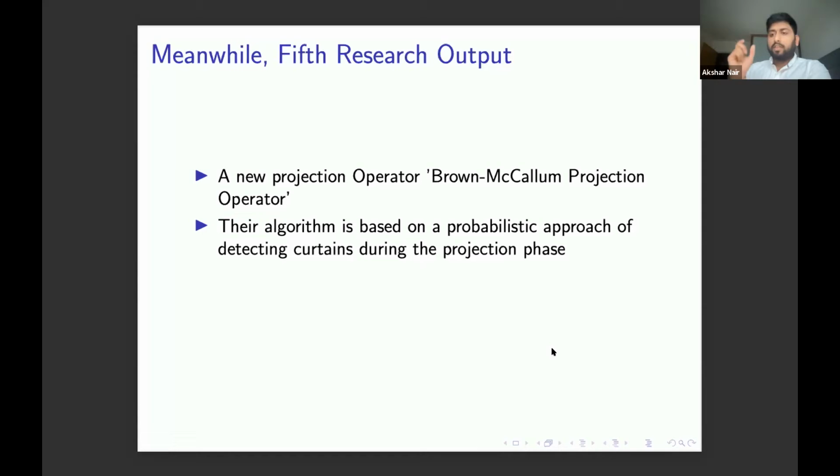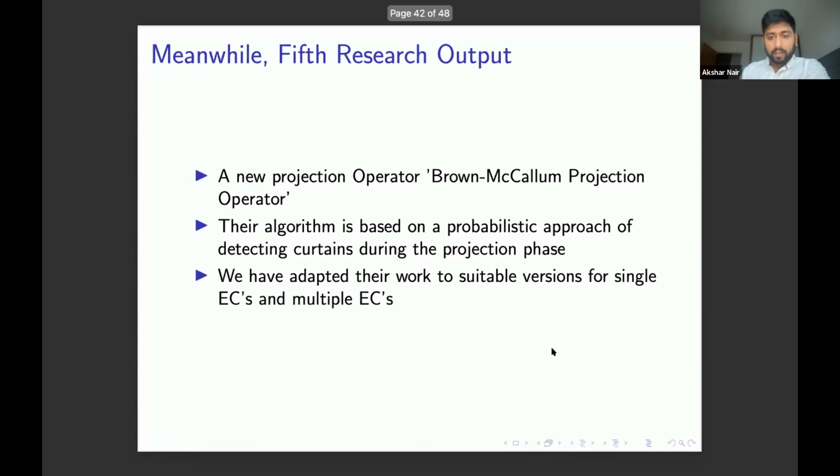And essentially, their approach was that you could say that there are no curtains, or you could say that there may be curtains. They could detect point curtains, or there may or may not be point curtains and non-point curtains. So essentially, if there were only point curtains, Lazard's approach was valid and you did not need the trailing coefficients according to their method. So what we did is we adapted our versions for single equation constraints and multiple equation constraints to their projection operator.